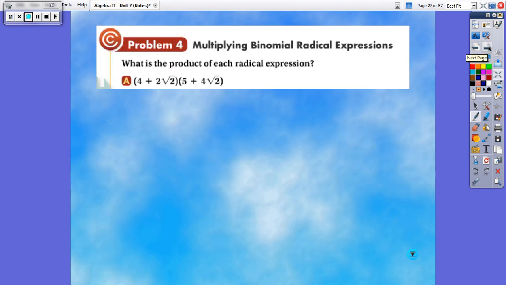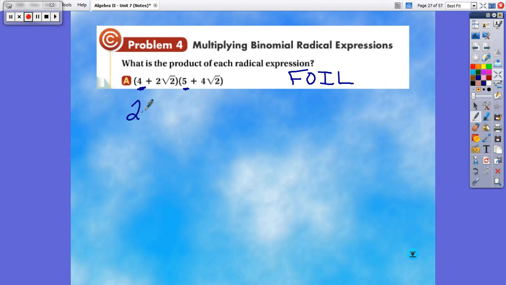Okay, so when we're multiplying, you're going to multiply just like you would any normal binomial. And the way that we multiply binomials is FOIL. So you're going to do the same thing here. First, outside, inside, last. So my first is 4 and 5.